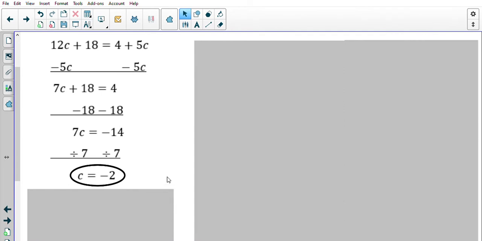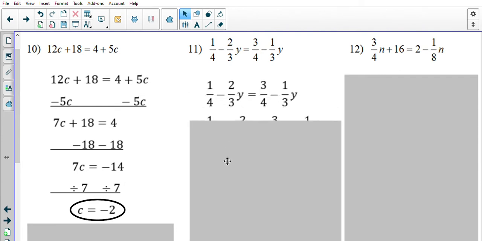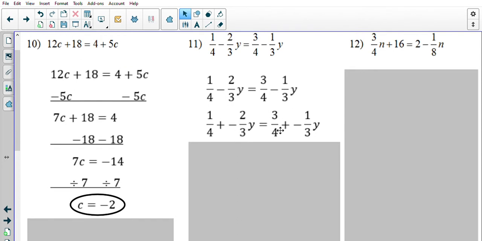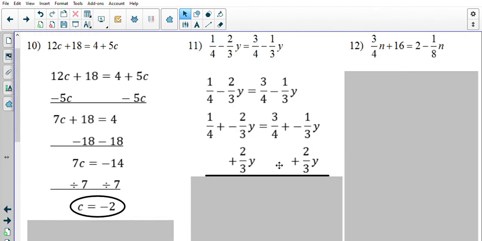All right, so these next two, like I said, are pretty challenging. I would start off by adding the opposite. I did that in this first step here. You're going to notice I added the opposite. You don't need to rewrite the equation again. We have 1/4 plus -2/3 y equals 3/4 plus -1/3 y. Now I have a -2/3 y and a -1/3 y. -2/3 is smaller, so I'm going to move that. So I'm going to add 2/3 y to both sides.